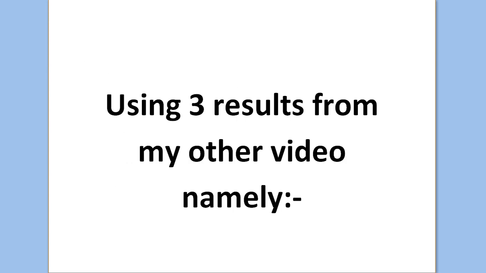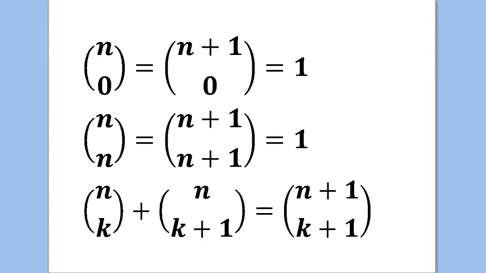And now, using three results from my other video, namely n choose 0 equals n plus 1 choose 0 equals 1, n choose n equals n plus 1 choose n plus 1 equals 1, n choose k plus n choose k plus 1 equals n plus 1 choose k plus 1. So we're now going to use those three powerful results to finish the proof.